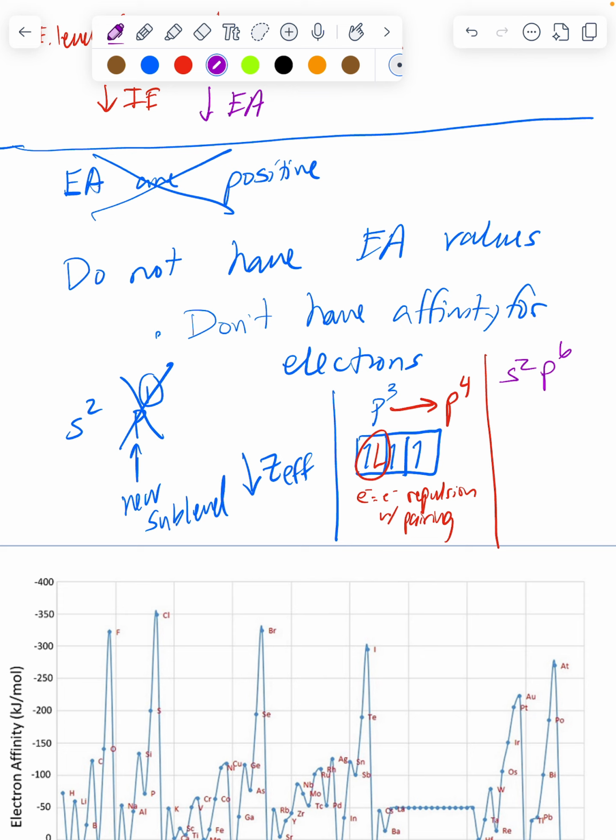For neon, which is 2s2 and 2p6, its next electron would have to go to a whole new energy level. It would have to go to the 3s1. And there's very little attraction, or there's no stabilizing effect of gaining that extra electron. So neon has no attraction for gaining that new electron, and so there's no affinity for gaining a new electron.